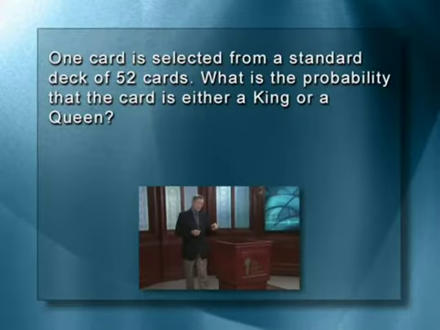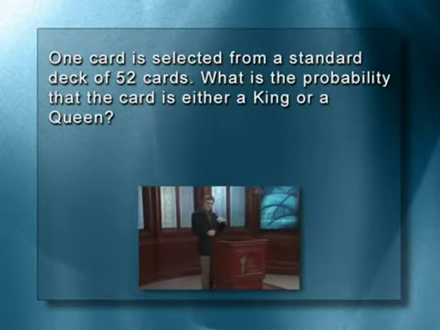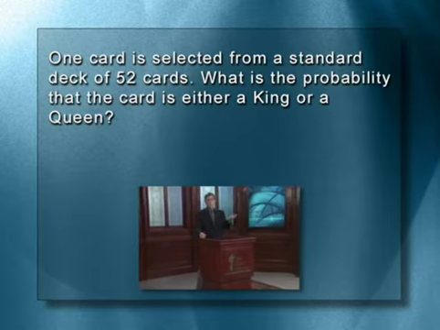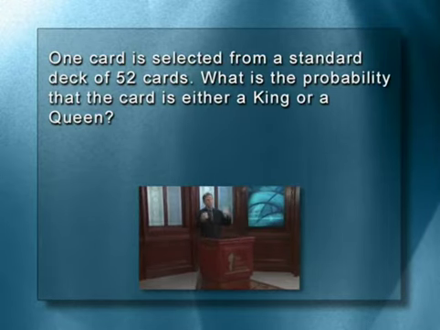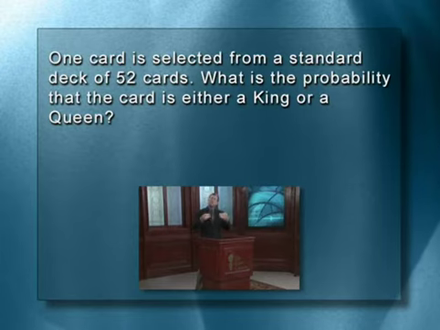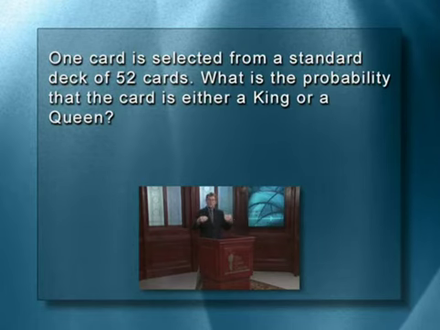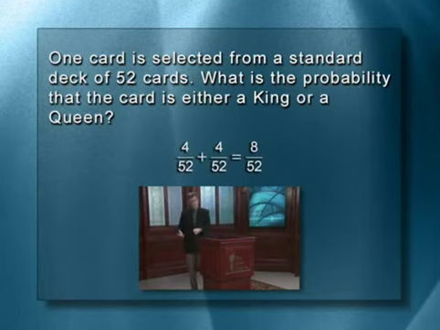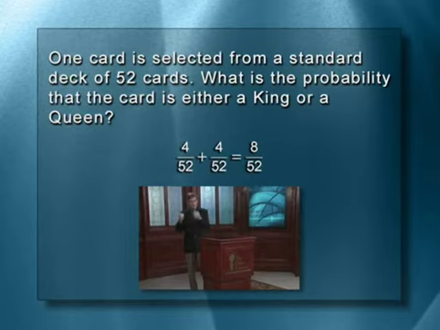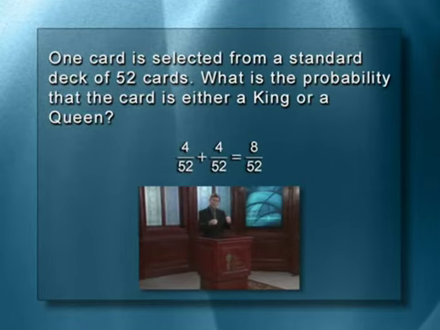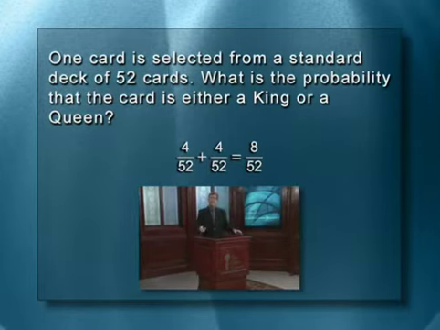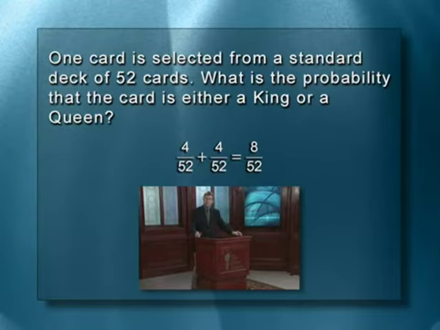Well, the probability of being a king is 4 out of 52. There are 4 kings in a deck. And the probability of a queen is also 4 out of 52. And these are called mutually exclusive events. Kings are not queens and queens are not kings. There are no outcomes in common. So all you would do is add up 4 over 52, the probability of getting a king, plus the probability of getting a queen, and that's 8 out of 52. So that's the probability of getting a king or a queen.